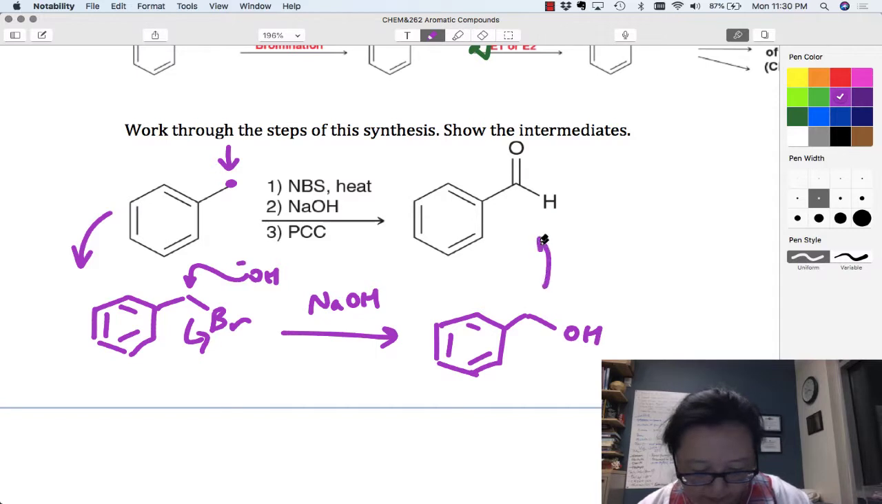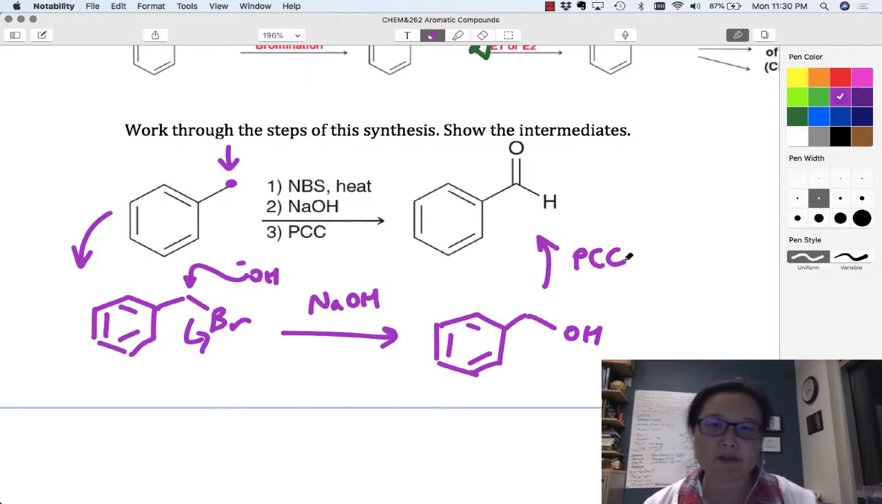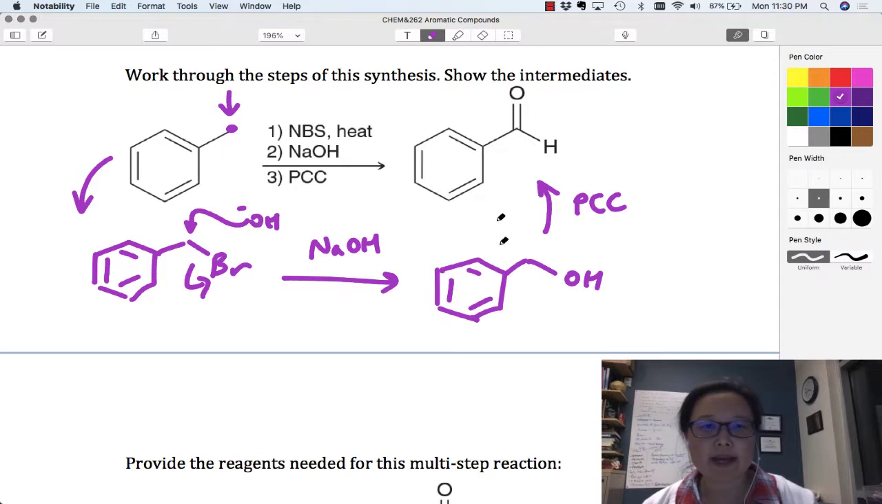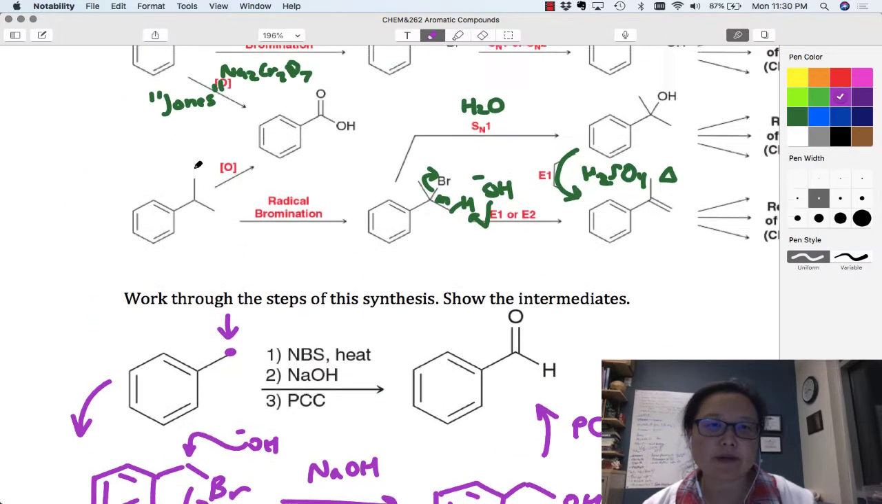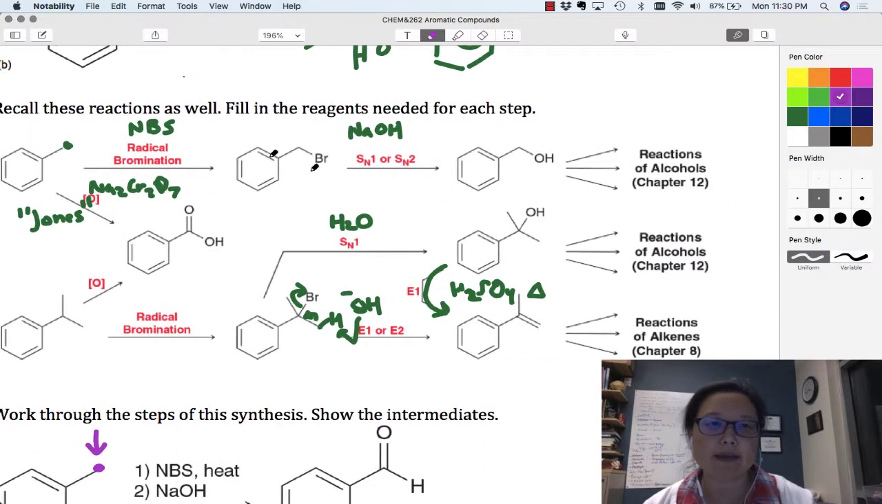Okay, and then now that I have a primary alcohol, I just want to oxidize it to an aldehyde, not a carboxylic acid. So I'm going to use PCC, pyridinium chlorochromate. All right, so I hope you saw how we pieced all that together. So we're basically just using this map up here.